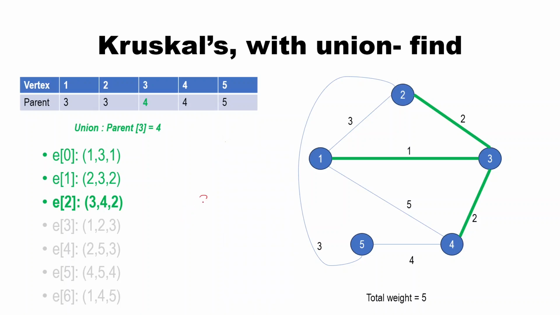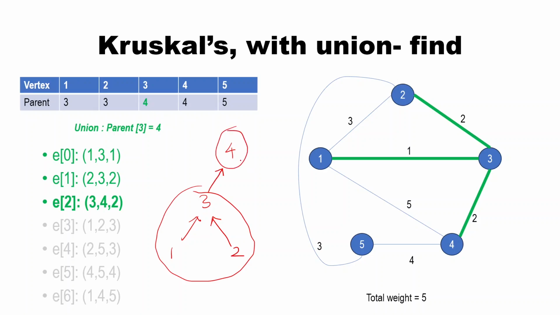Till now, what do you have? You had 3, 1, 2. Now, when you're adding 3, when the representative of your current parent node or current representative changes, basically you are performing a union of this component with this component. So, parent of 3 becomes 4. So we could add the edge 3 comma 4 comma 2 because there is no cycle. So we go ahead and add that edge and we update parent of 3 equal to 4 and we also update the total weight to 5.